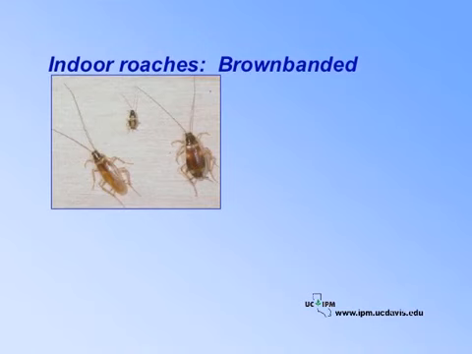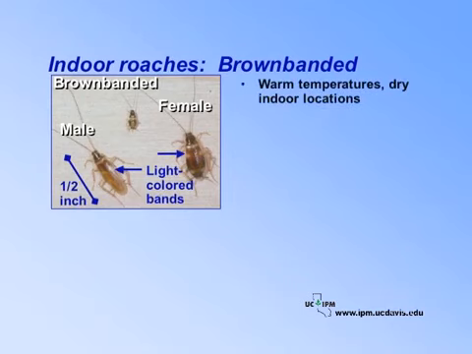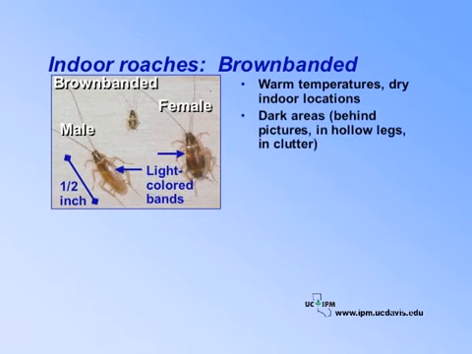Besides the German cockroach, the brown-banded roach is the only other species that inhabits buildings. Adults are half an inch long. Males are golden tan in color, while females are dark brown. There are light-colored bands on the wings, abdomen, and sides. Brown-banded roaches prefer warm temperatures, about 80 degrees, dry indoor locations, and are most often found in dark areas such as behind pictures on walls, in hollow legs of furniture, and in clutter.